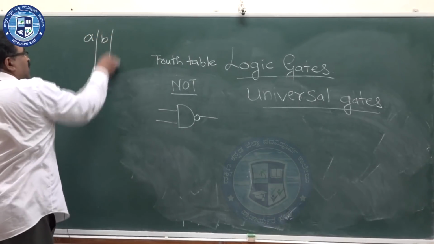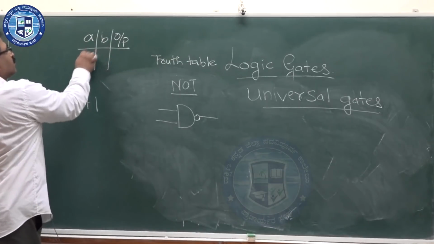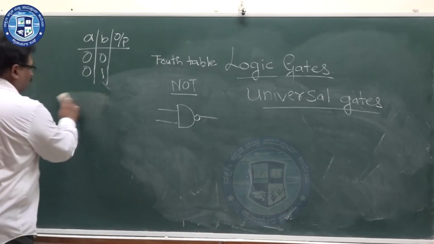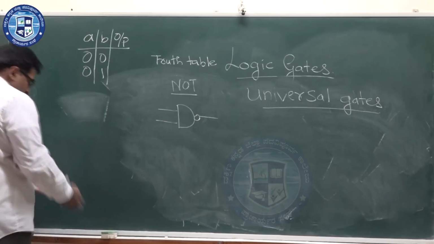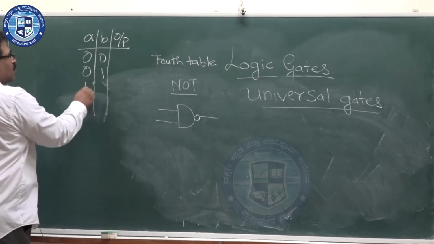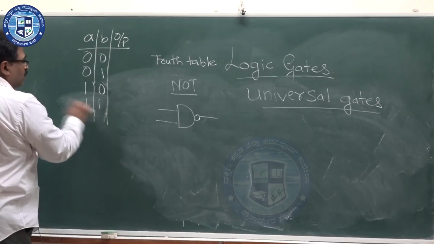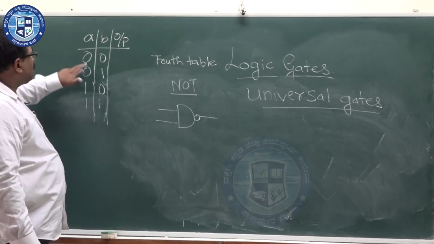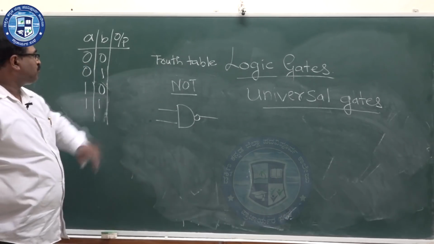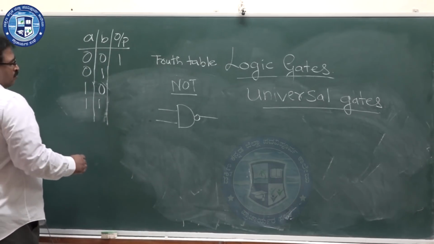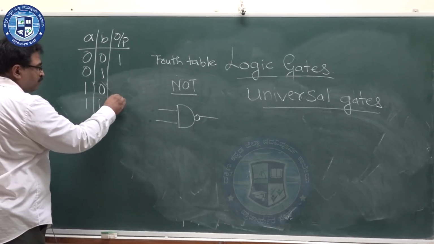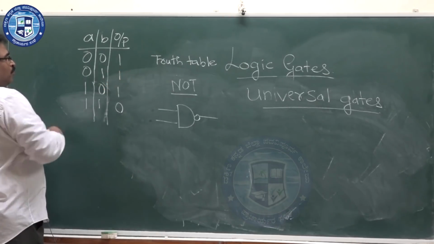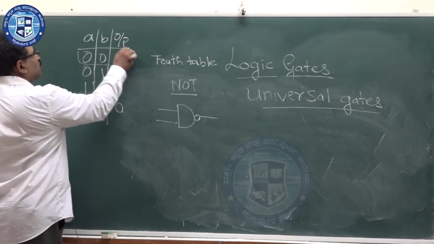So, I am just going to write down the truth table. A, B, output: 0, 0, 1; 0, 1, 1; 1, 0, 1; 1, 1, 0. So what we have seen in the NAND gate, when it was 0 and 0, what was the output? It was 1. 1 and 1, what was the output? 0. 0 and 1, what was the output? 1. Now actually, we are looking at these 2 inputs.